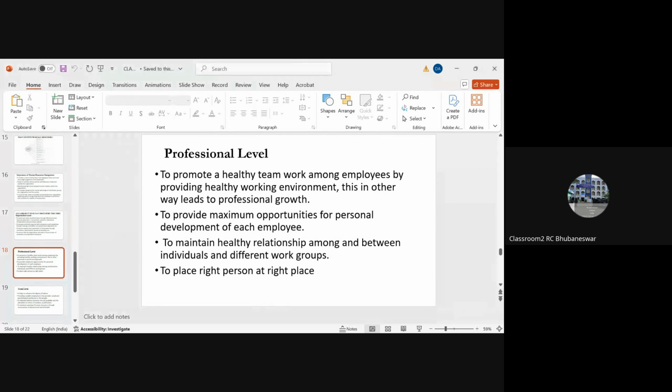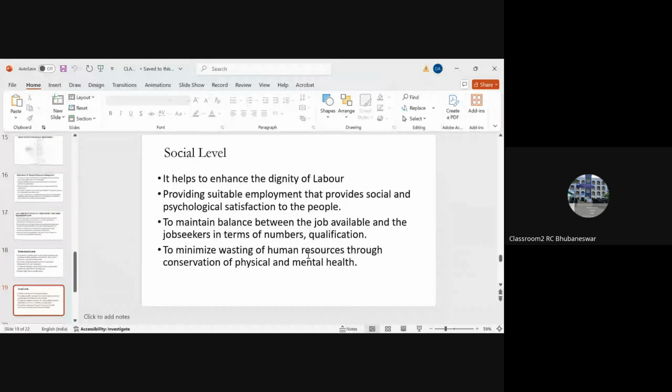Then social level, professional level, then social level. In social level, it helps to enhance the dignity of labor. Enhance the dignity of labor.